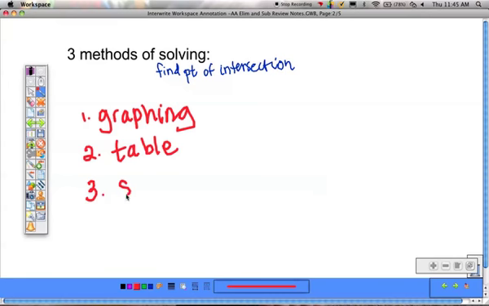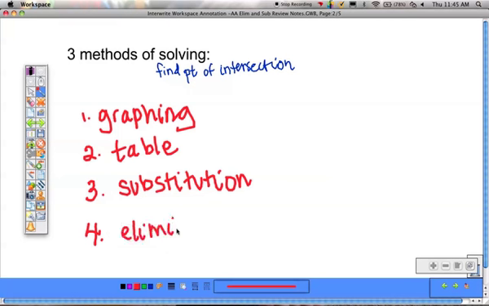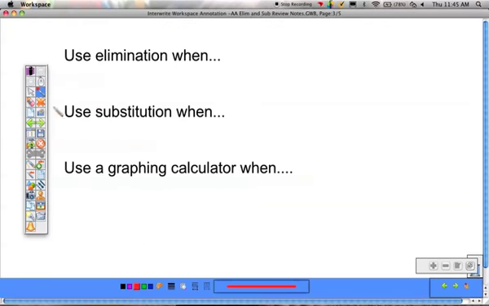We spent 2 days on a method called substitution. And we spent 2 days on a method called elimination. So these are the 4 methods you should be familiar with and comfortable with. The 3 that we've been using most often are graphing, substitution, and elimination. All right, so when do you use elimination? Use elimination when both variables are on the same side.